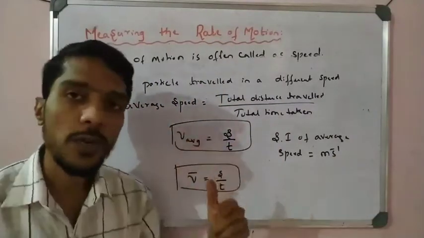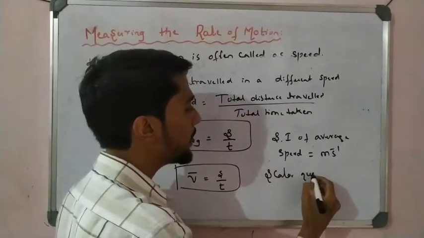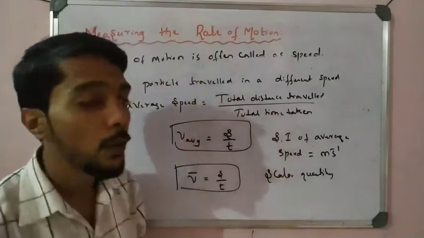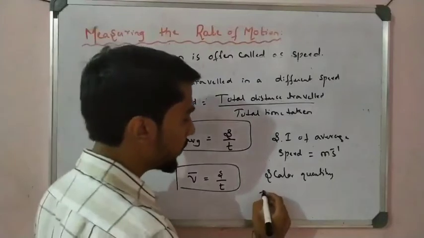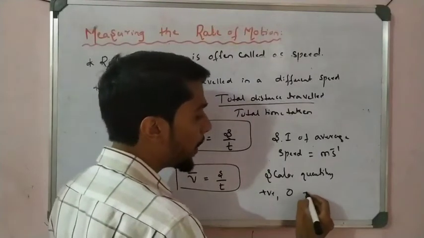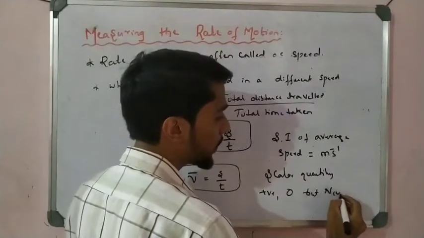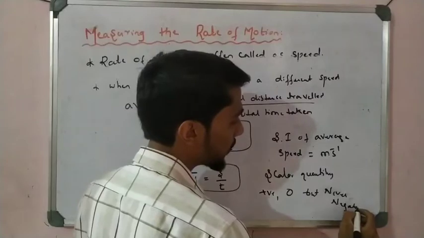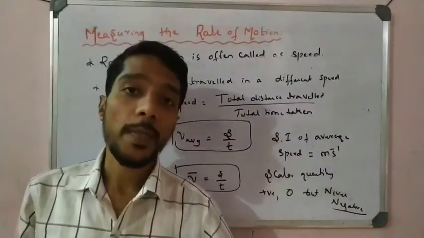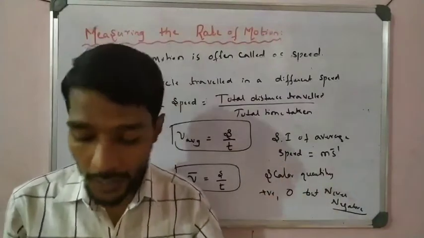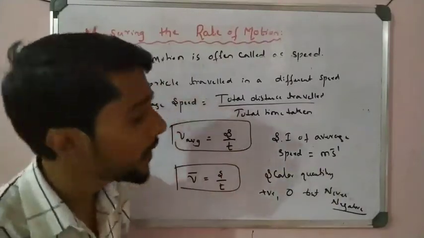And average speed is also a scalar quantity. It has only magnitude, but no direction. Average speed may be positive or maybe 0, but never negative. Same thing as speed. So, students, this is all about the speed concept: speed, average speed, their units and their formulas. Later in the class we will take the formulas and solve examples.